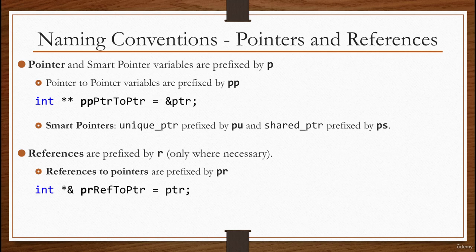Then, taking smart pointers into consideration, we can use pu for the unique pointer. Reading it from right to left, it is up, so unique pointer. And then shared pointers can be prefixed by ps.